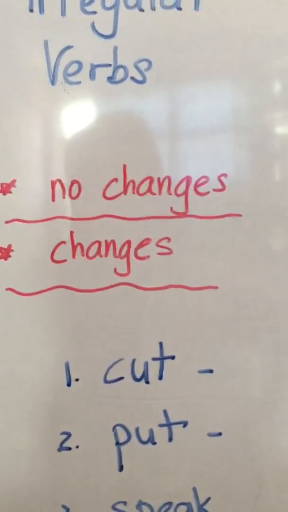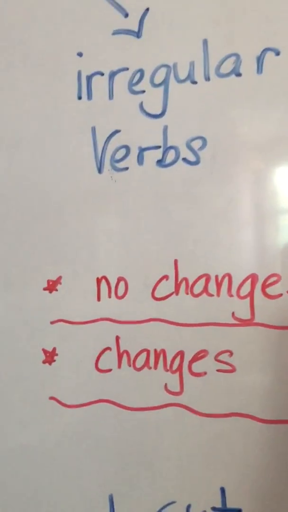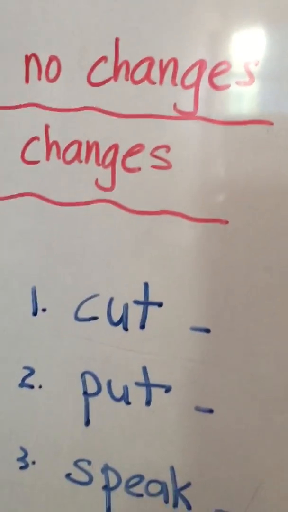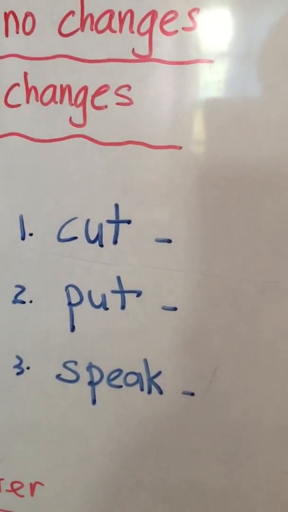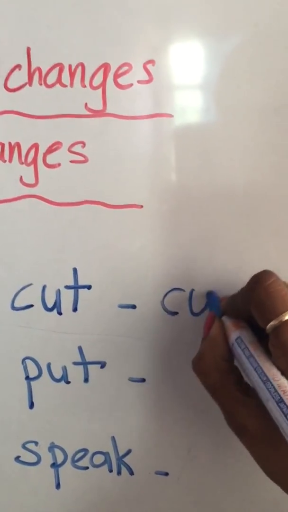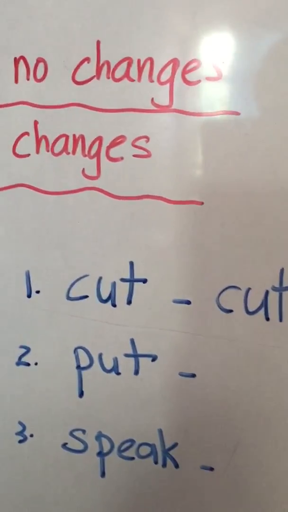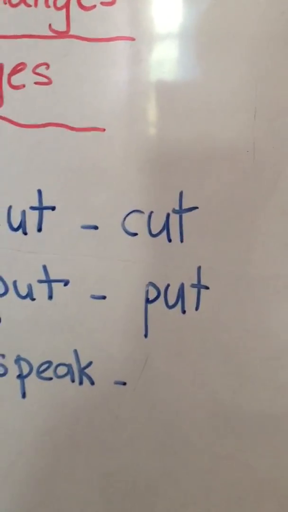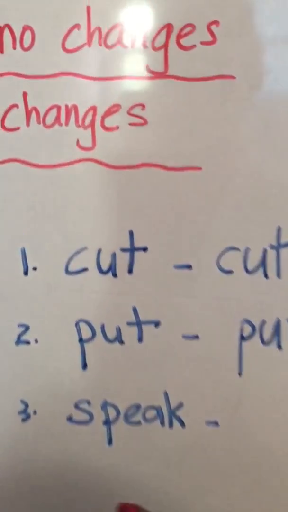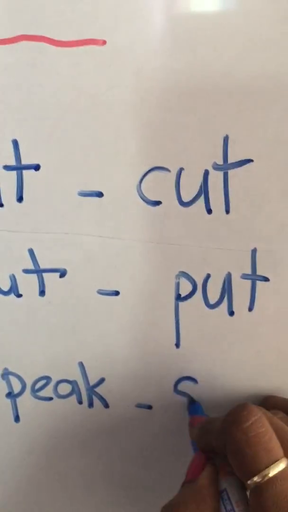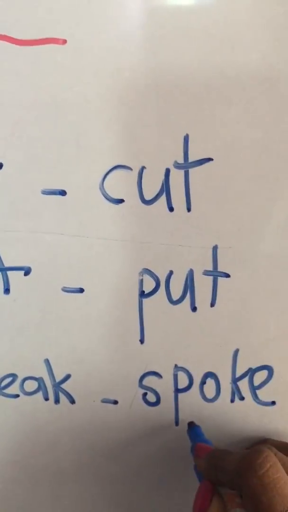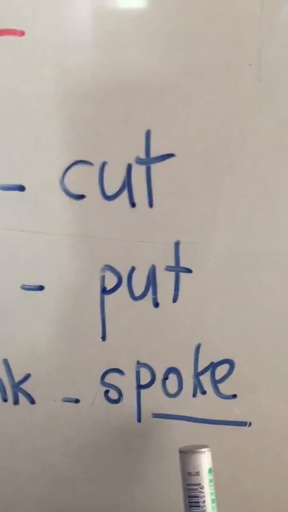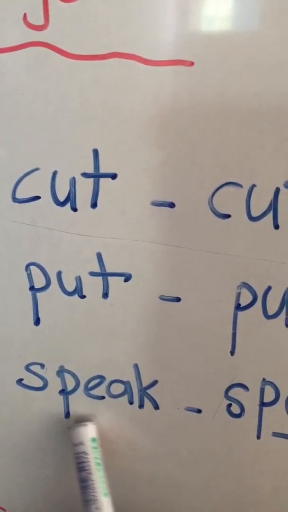Now let's look at irregular verbs. Irregular verbs usually have no changes or really have changes. Let's get to know about this. Number one is cut, number two is put, number three is speak. Cut is a verb. In past tense, it remains the same, which is cut. There is no change. Put is a verb, and for the past tense it's still put. It has no changes. Speak, look at the word speak carefully. In past tense it's changed into spoke. So look at this, you have to memorize the spelling because spelling changes when you use the verb speak in past tense.